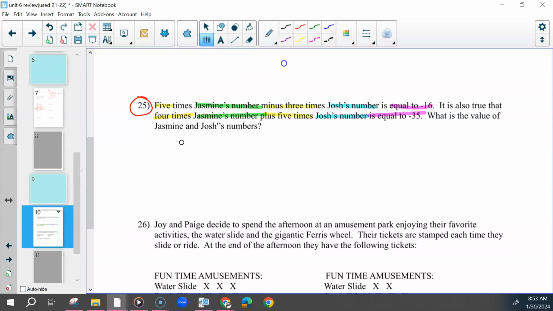So the question will help us define 2 variables. They just have to be different. So I'm going to call one J, one uppercase J, and one lowercase j. That would work. For Jasmine's number and Josh's number.